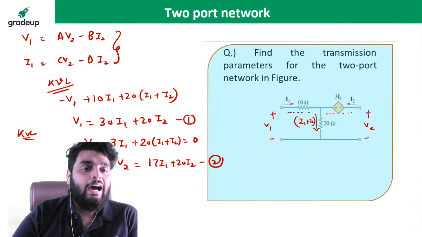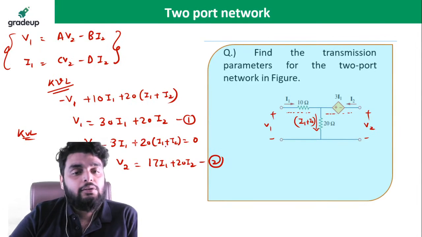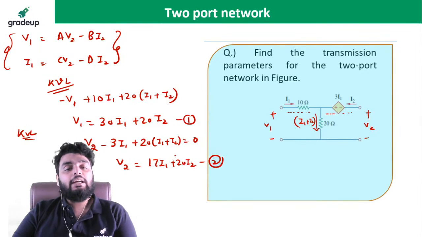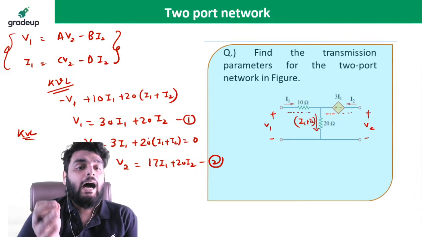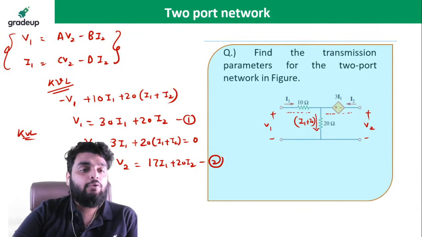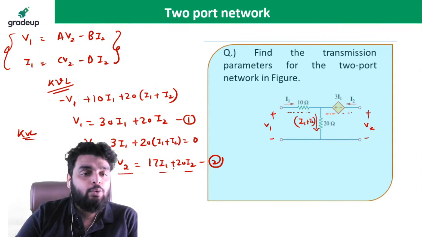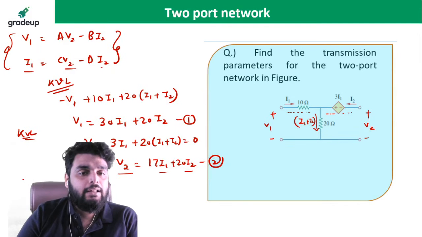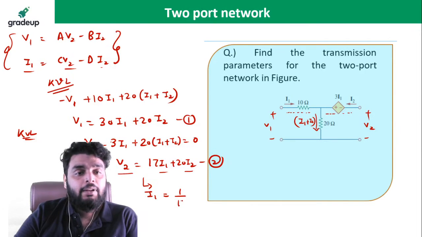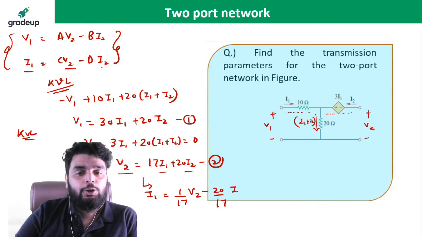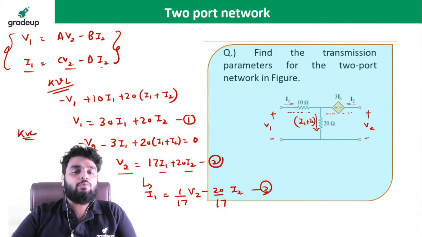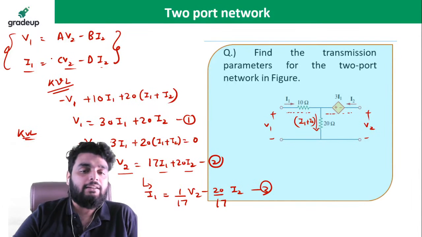The equations are not in this form. So once you find the equation, now you have to rearrange it. How to rearrange this equation? See very carefully. This second equation is in the form of V2, I1 and I2. It is matching with this equation. Yes or no? So I can rearrange the second equation. If I rearrange it, it comes out to be I1 equals 1 by 17 V2 minus 20 by 17 I2. Yes or no? This is the third equation, and it is matching with this particular equation, which is a general equation, right?